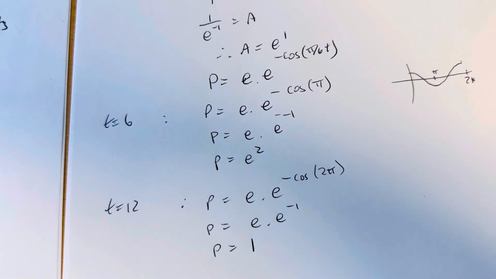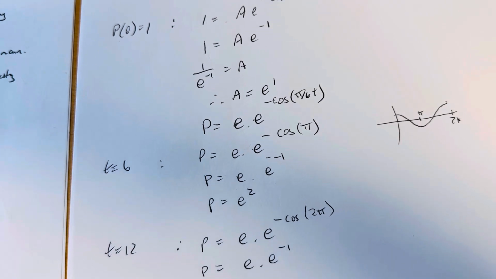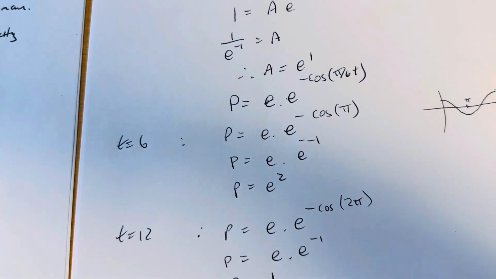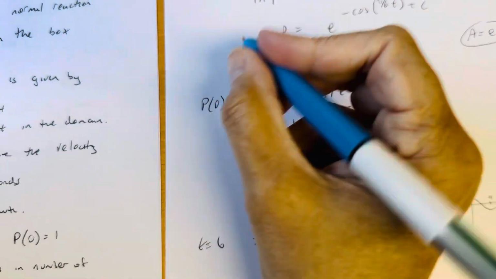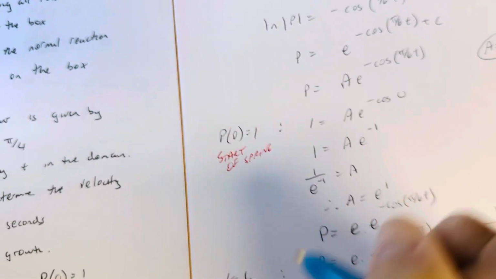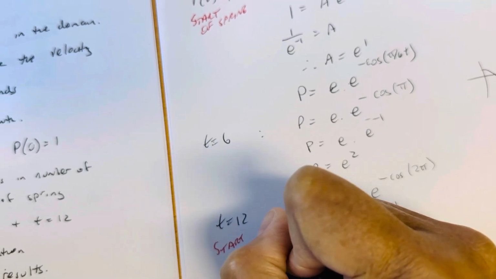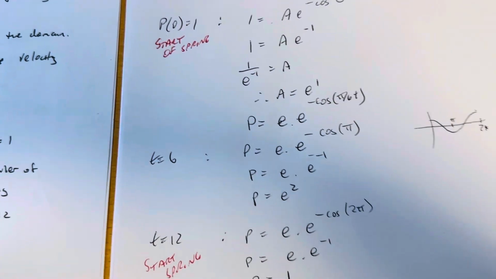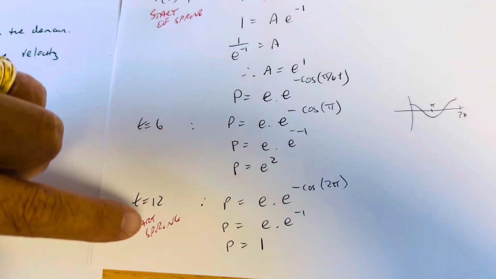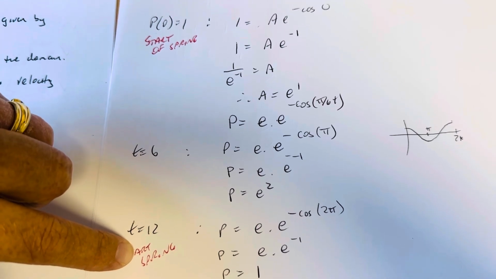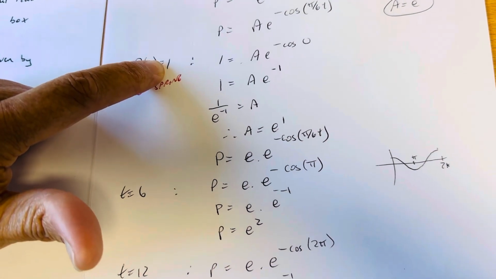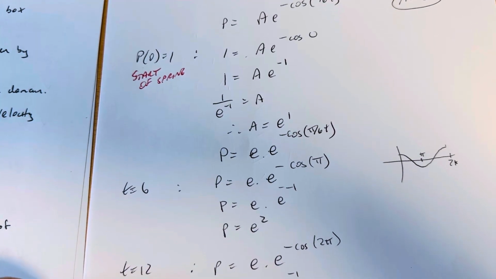It says comment on the change. Well, we can see that the change is cyclic. So remember, when t equals 0, this was the start of spring. This is the start of spring. So you need to write that it's reasonable because it's cyclic, it's seasonal, that after 12 months, back at the start of spring, the population is the same. The population was 1 at the start of spring here. The population is 1 at the start of spring here.